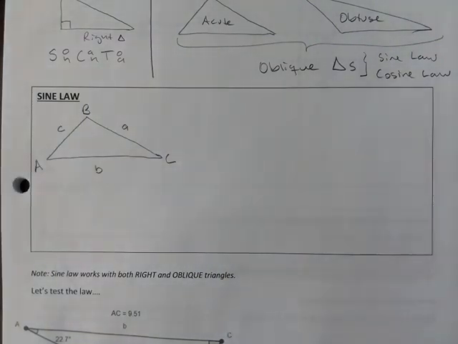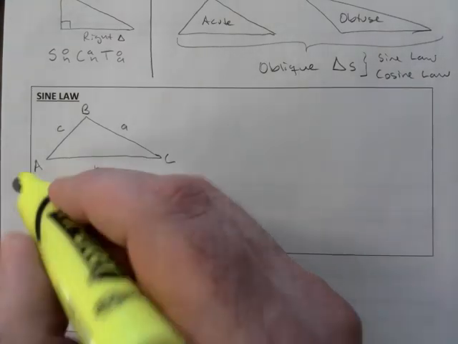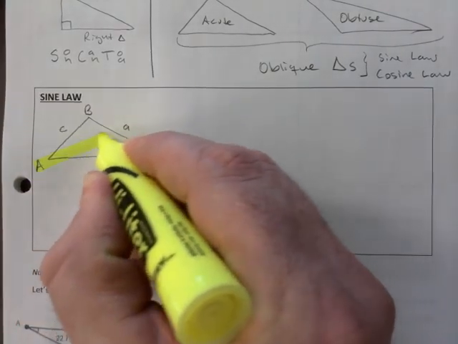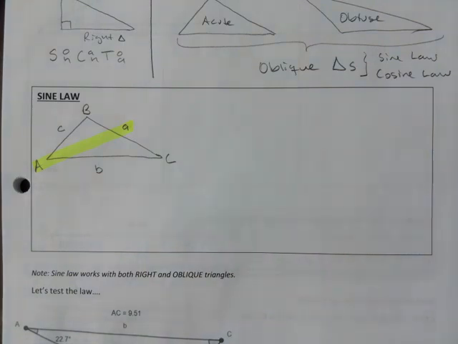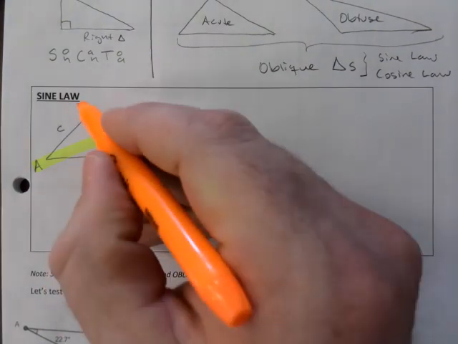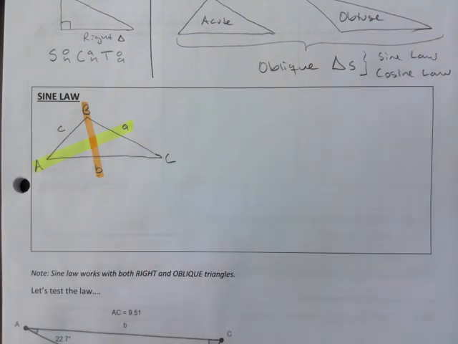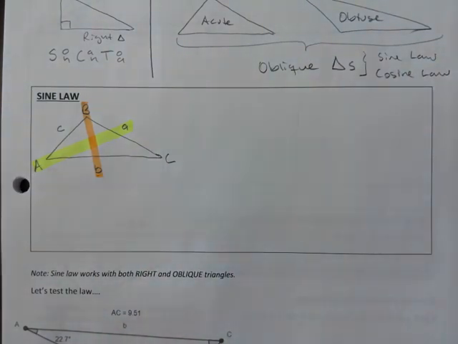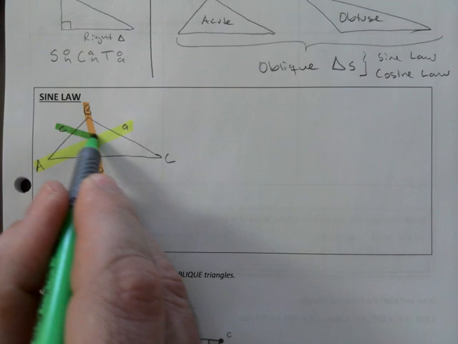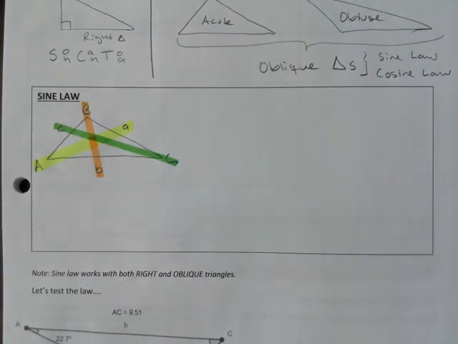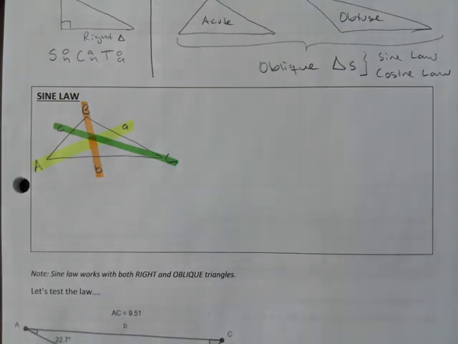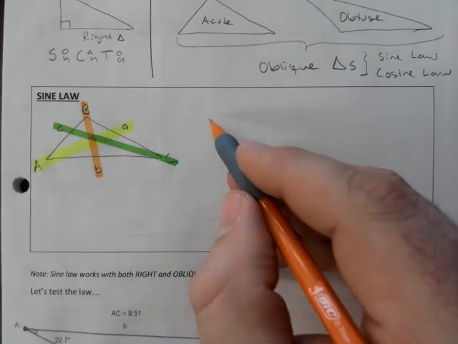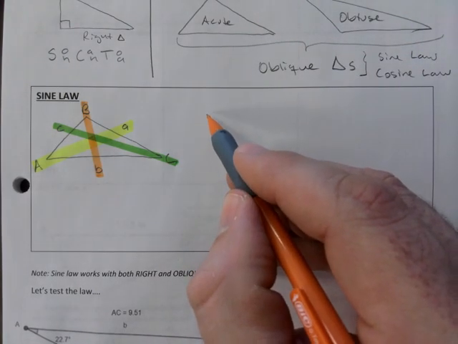I want you to pay attention to the fact that you're going to see a lot of pairing. There's a relationship between the angle and the side across from it. Angle B and the side across from it, and angle C and the side across from it. So the pairing up is so crucial for this law, and even cosine law. There's something about the side across from that angle. So this is what the sine law says.